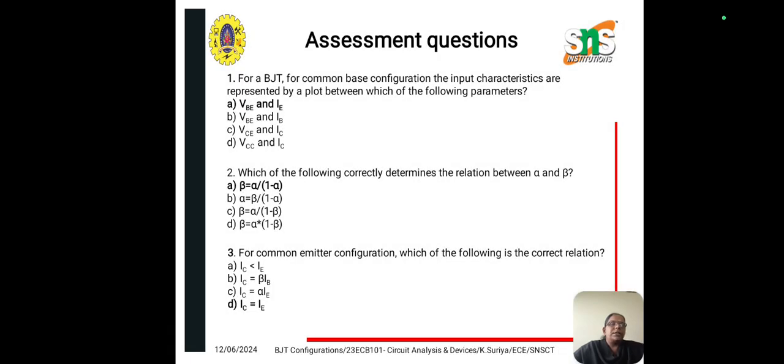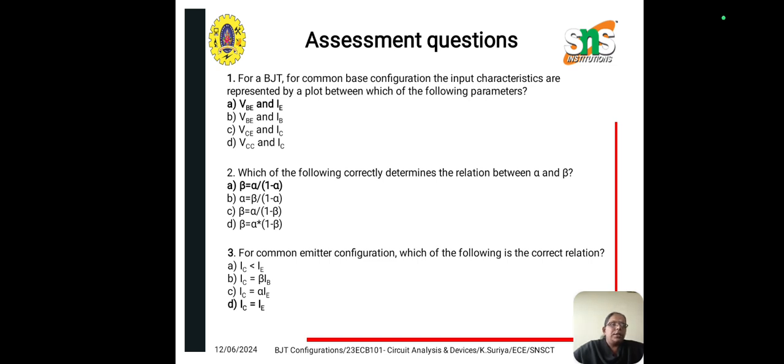For a BJT in common base configuration, the input characteristics are represented by a plot between which of the following characteristics? In the common base configuration, you know that the input side is the emitter base junction. So the input characteristics will be plotted between the voltage of the base emitter junction and the current of the emitter junction. So VBE and IE is the correct answer here.